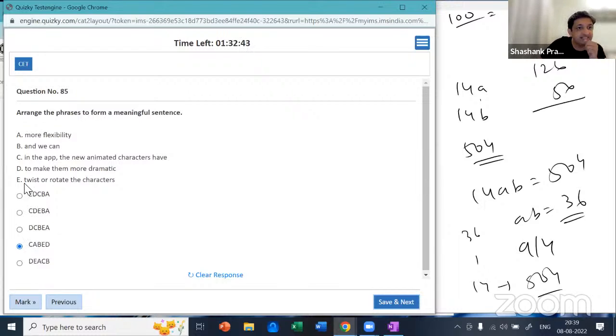D का भी देख लेते चलो. D, C, B, E, A. To make them more dramatic. In the app, the new animated characters have and we can no. DC is not, DCB is not, DEA to make them more dramatic, twist or rotate.